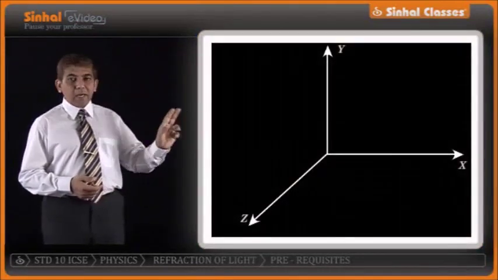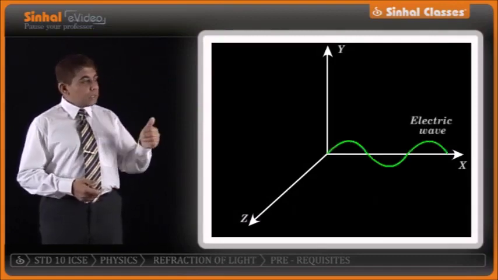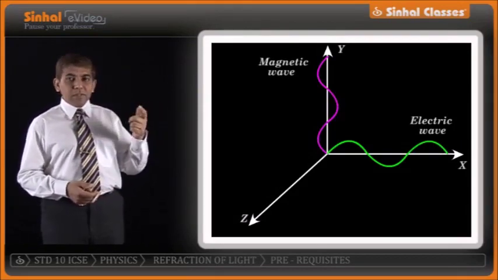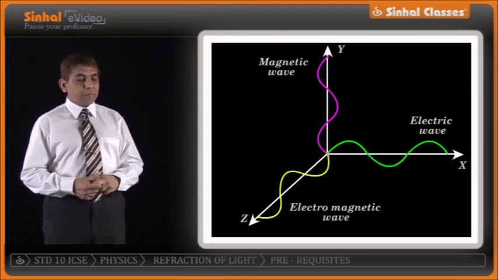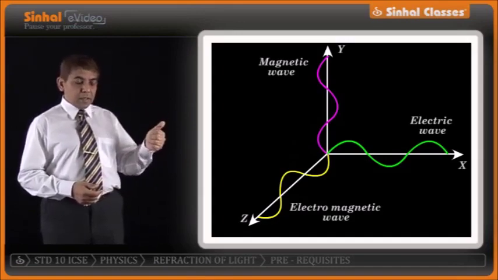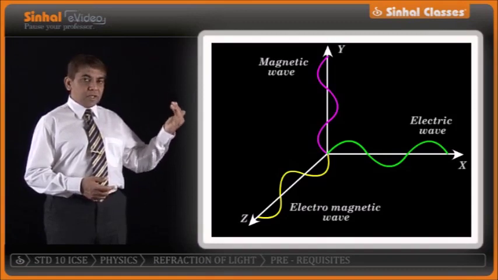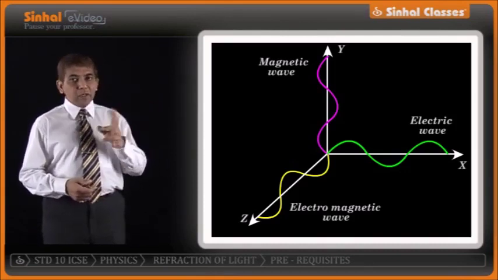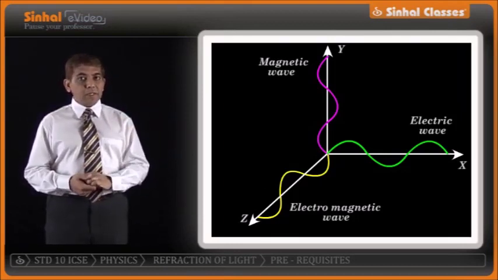So if I have the x-axis and y-axis, I see that the electric wave travels along the x-axis and the magnetic wave travels along the y-axis. It is the third axis, that is the z-axis, that constitutes the electromagnetic wave. This wave is perpendicular to both electric and magnetic fields and is a result of varying electric and magnetic fields. So when two mutually perpendicular varying electric and magnetic fields are held together, we get the combined effect of these two fields as the electromagnetic wave. This electromagnetic wave travels at the speed of 3 into 10 to the power 8 meter per second. At the same time, it does not require a material medium to propagate.